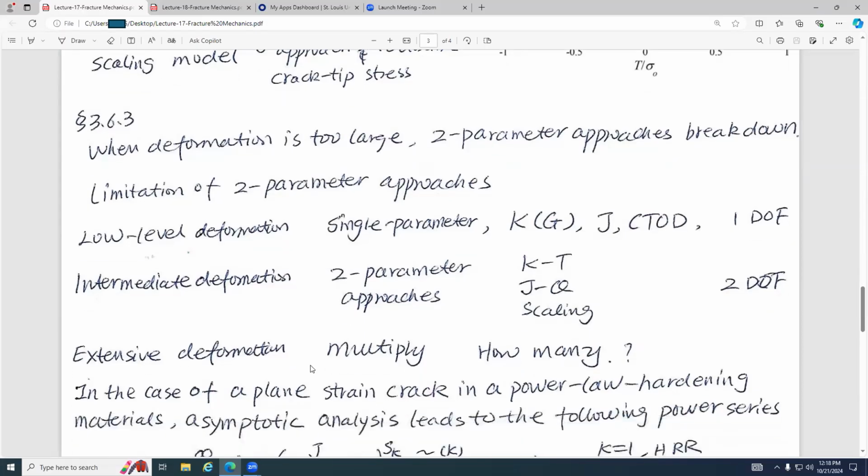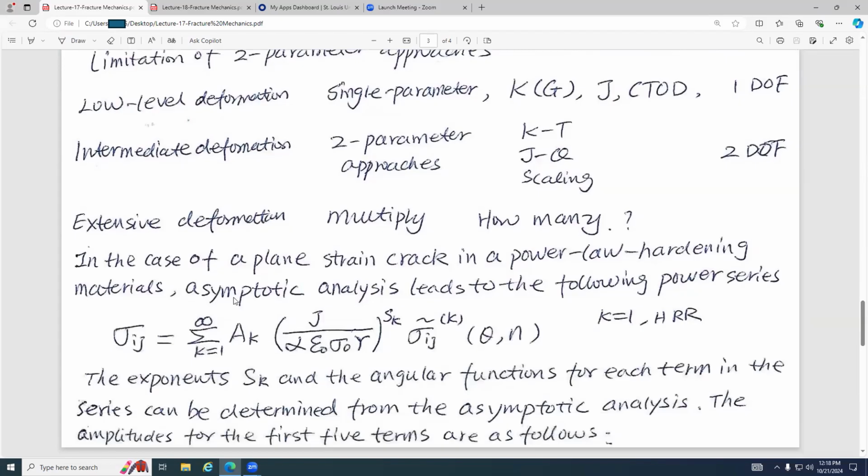If we have extensive deformation, based on this logic, single, then two parameters, and if the deformation is extensive, we are supposed to use a model with more than two parameters. Then some people ask how many parameters will be enough. Some people have done this work. In the case of plane strain, we talk about plane strain here, a crack in a power-law hardening material, and we use asymptotic analysis, which leads to the following power series.